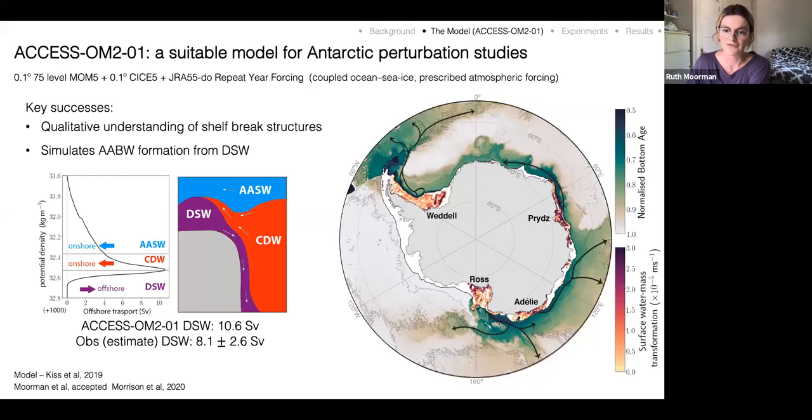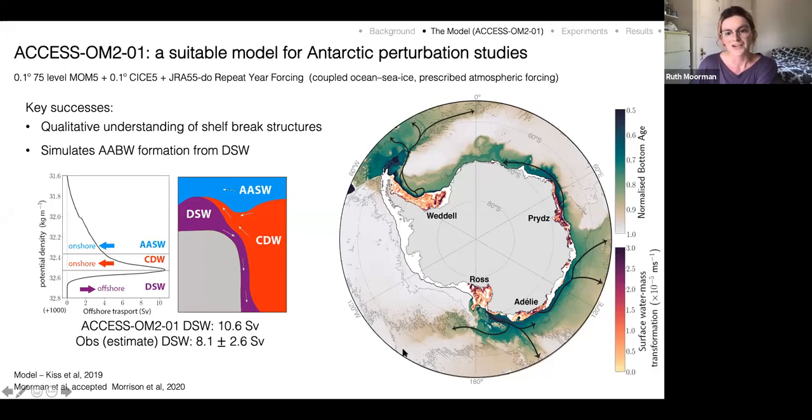And then if we move out into the coloration off the shelf, what I'm showing here is a normalized age tracer, so an ideal age tracer, normalized by the experiment age in the bottom cell of the ocean model. So effectively looking at how young, or how recently ventilated, the water is that's sitting right next to the bathymetry in different parts of the ocean.